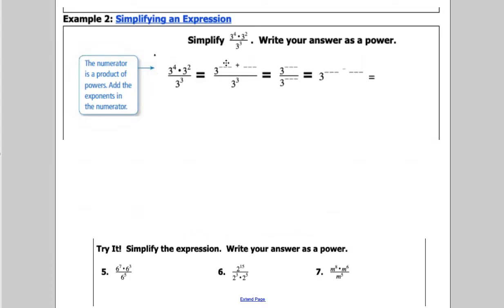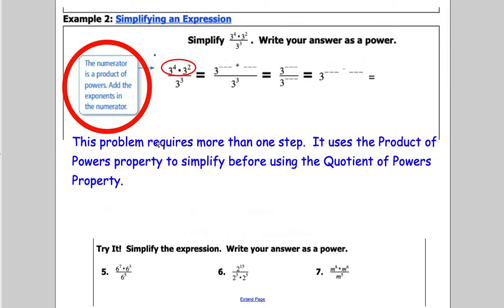So the first thing I want to do is take a look at the fact that I have 2 properties going on. And because of that, this problem requires more than one step. It uses the product of powers property to simplify before using the quotient of powers property. So in other words, I'm going to do the product of powers to get this into one manageable quotient of powers property looking example.